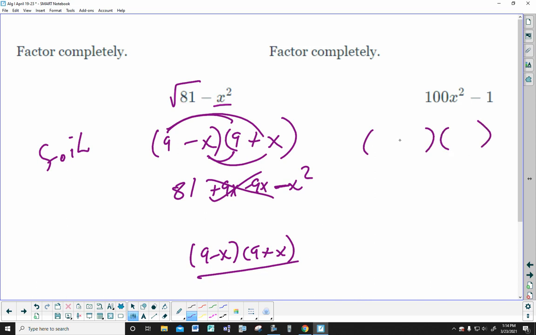A couple parentheses. One's a plus, one's a minus. I went minus plus last time. I'm going plus minus this one. Show you it doesn't make any difference. Square root the front thing, 10x. It goes in both of them.